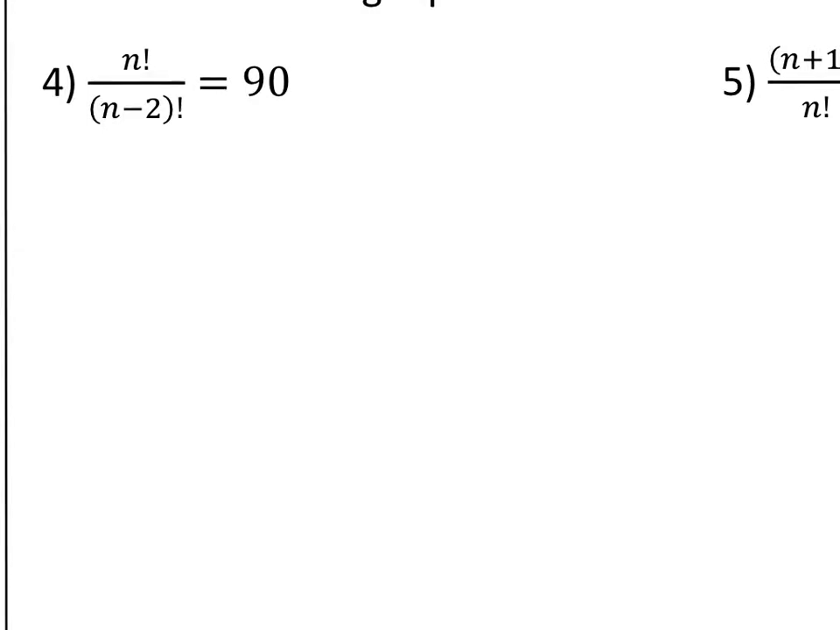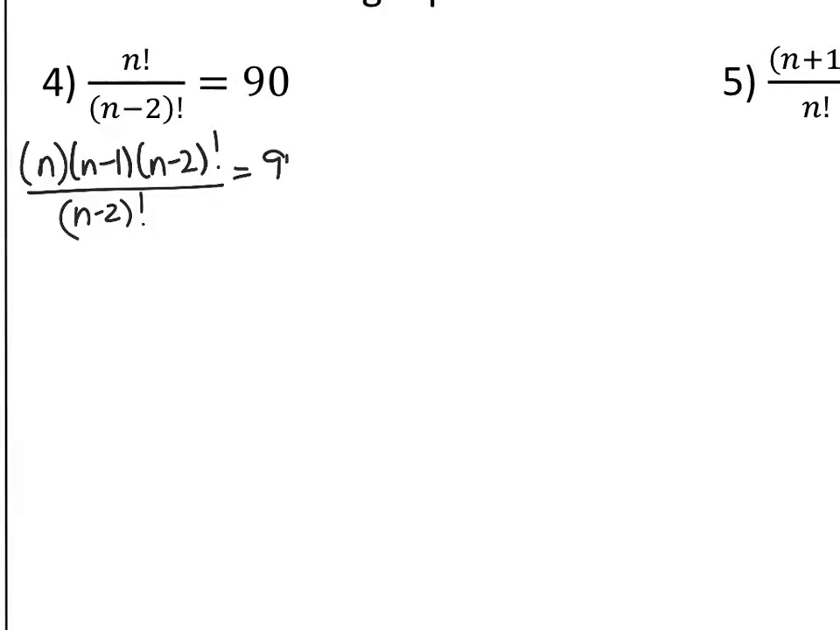So we're going to start the same way I did up top. So I'm going to simplify this expression, n times n minus 1 times n minus 2 factorial, because that would keep going down, over n minus 2 factorial equals 90. So I know that those are going to cancel. So I'm left with n squared minus n equals 90.